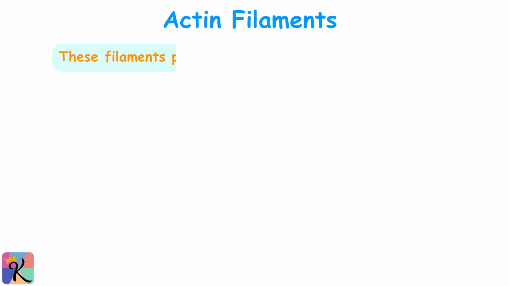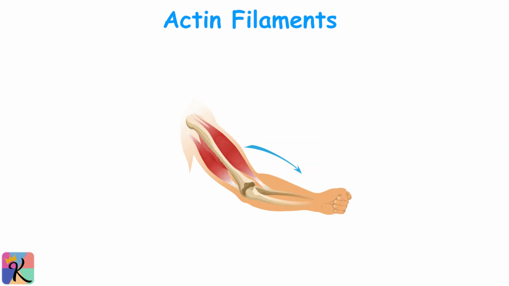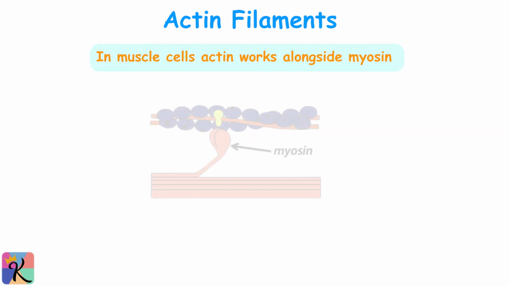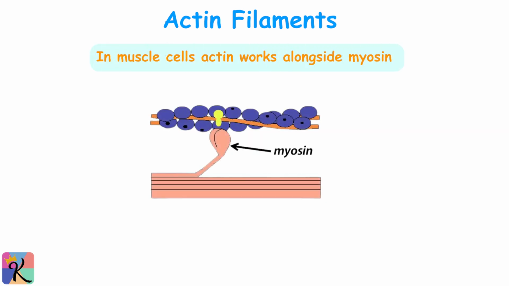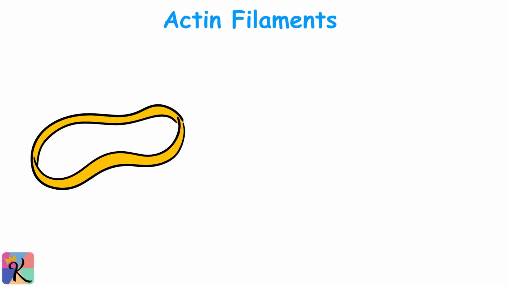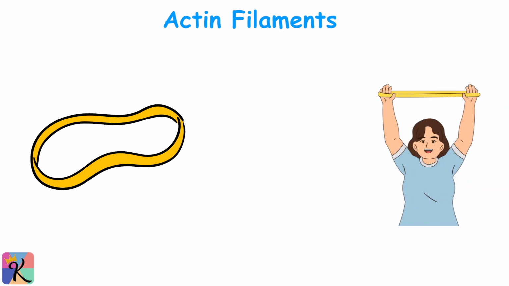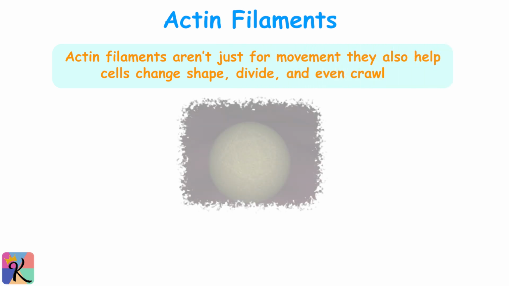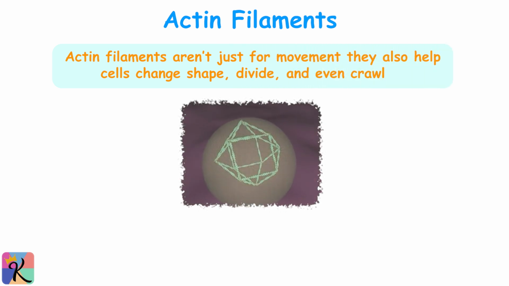These filaments play a critical role in muscle contraction. In muscle cells, actin works alongside myosin, a motor protein, to generate the force needed for muscle movement. Imagine actin as a stretchy elastic band and myosin as a hand pulling and sliding along it. This is what enables our muscles to contract and relax. But actin filaments aren't just for movement. They also help cells change shape, divide, and even crawl.